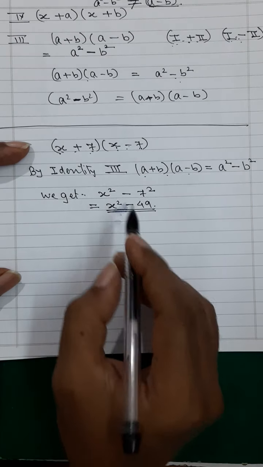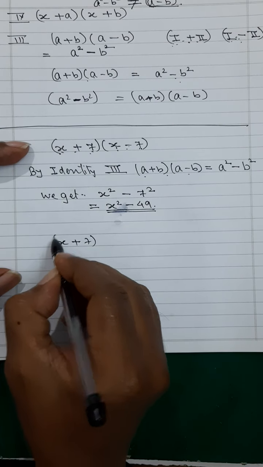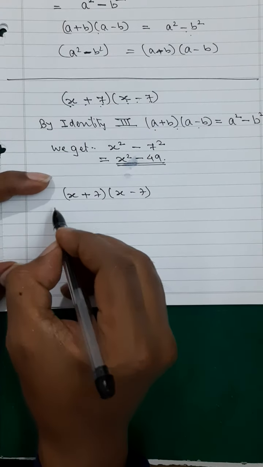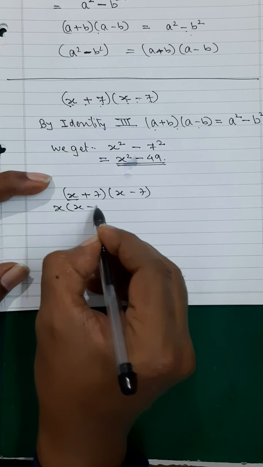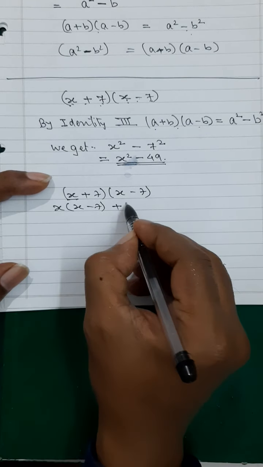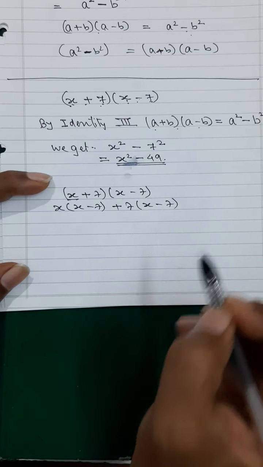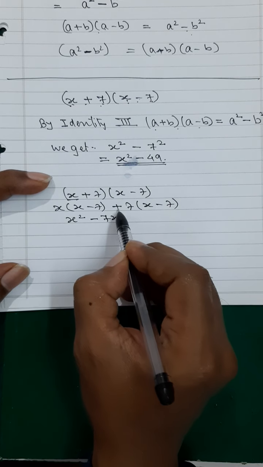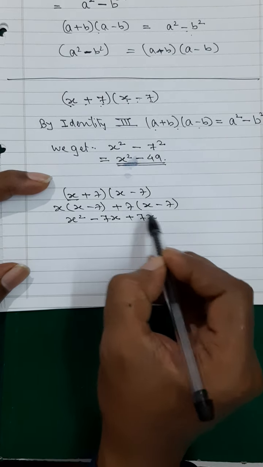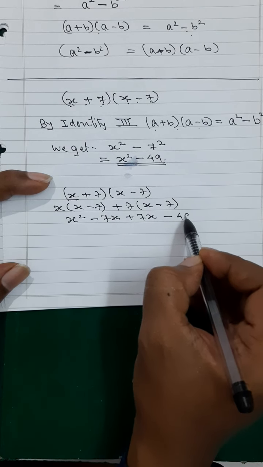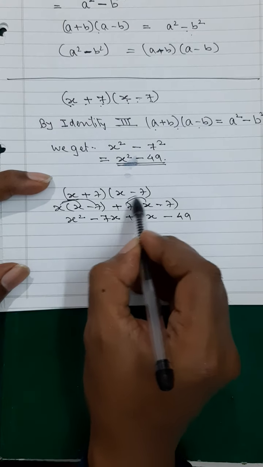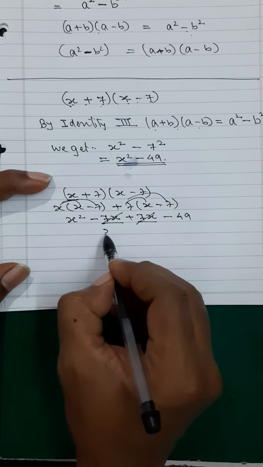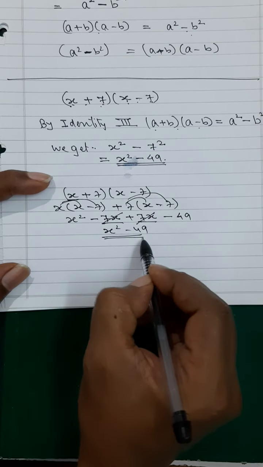purpose of the identity. See, if supposing this would have been there, x plus 7 into x minus 7. If I would have gone to multiply this bracket, so what would I do? First term will multiply with the second bracket plus 7 into second bracket. So x into x, x square minus 7x plus 7x plus minus minus 7 7s are 49. Are you getting? I'm multiplying them like this. Fine. Now if you will see, minus 7x plus 7x is getting cancelled, and then you get x square minus 49. This is what you have got.